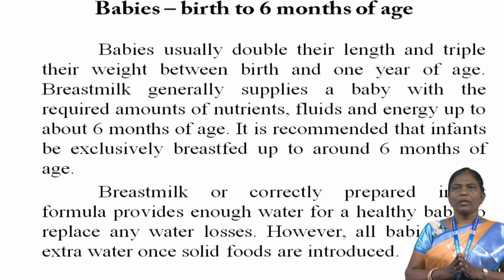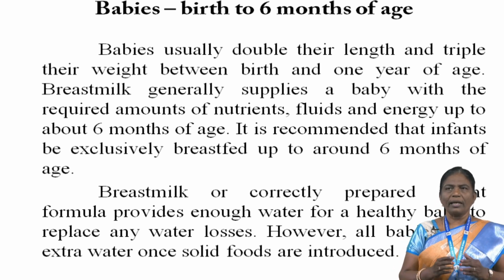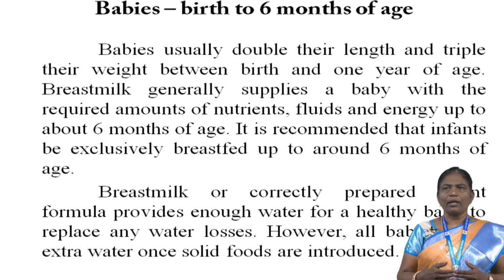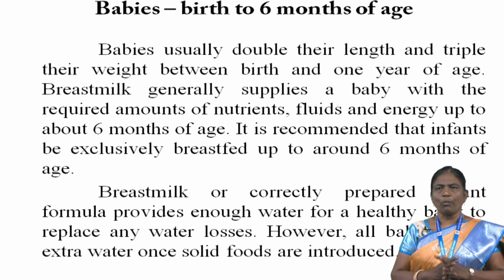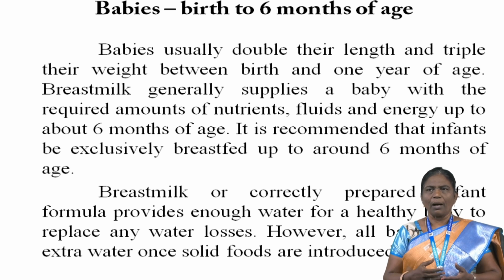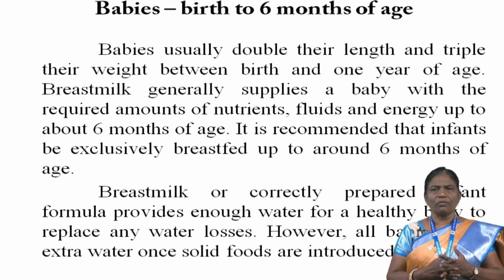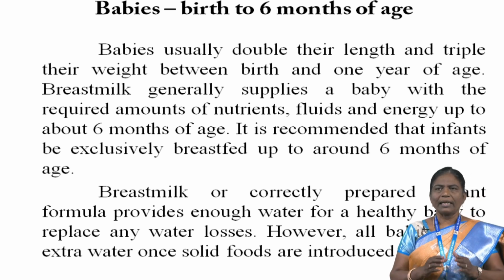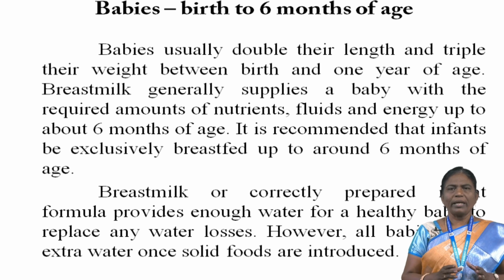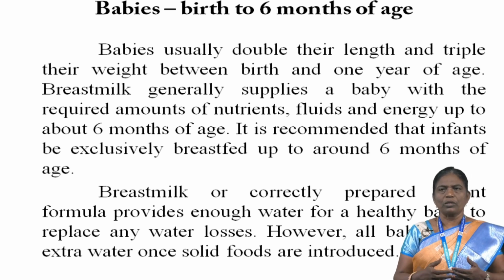A varied diet that concentrates on fruits, vegetables, whole grains, legumes, dairy foods and lean meats can meet these basic requirements. Let us see babies, birth to 6 months of age. Babies usually double their length and triple their weight between birth and 1 year of age. Breast milk generally supplies a baby with the required amounts of nutrients, fluids and energy up to about 6 months of age. It is recommended that infants be exclusively breastfed up to around 6 months of age. Breast milk or correctly prepared infant formula provides enough water for a healthy baby to replace any water losses. However, all babies need extra water once solid foods are introduced.